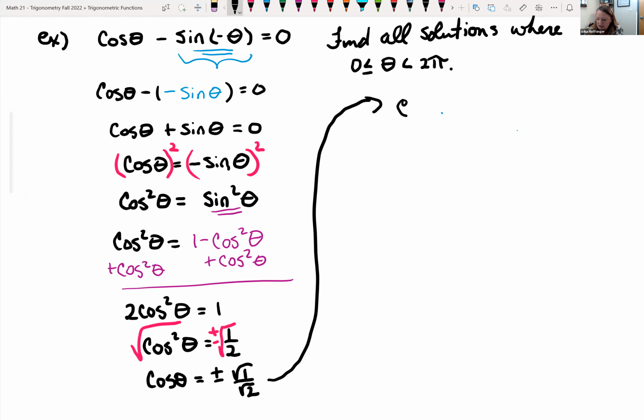And so we have cosine theta, and we want to rationalize our denominator. So multiply both the numerator and denominator by square root of 2. We get root 2 over 2. So cosine theta equals plus or minus square root of 2 over 2.